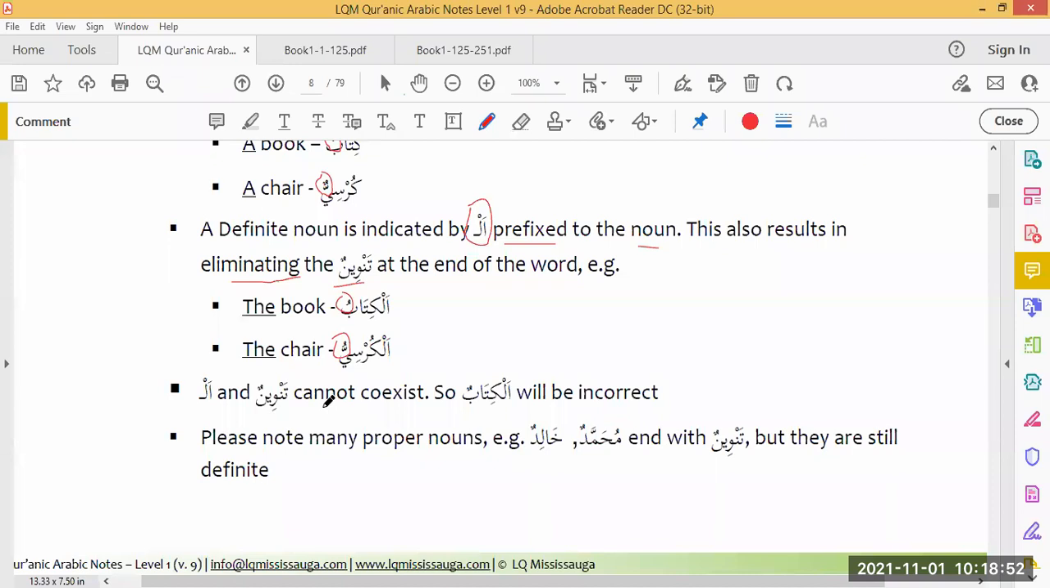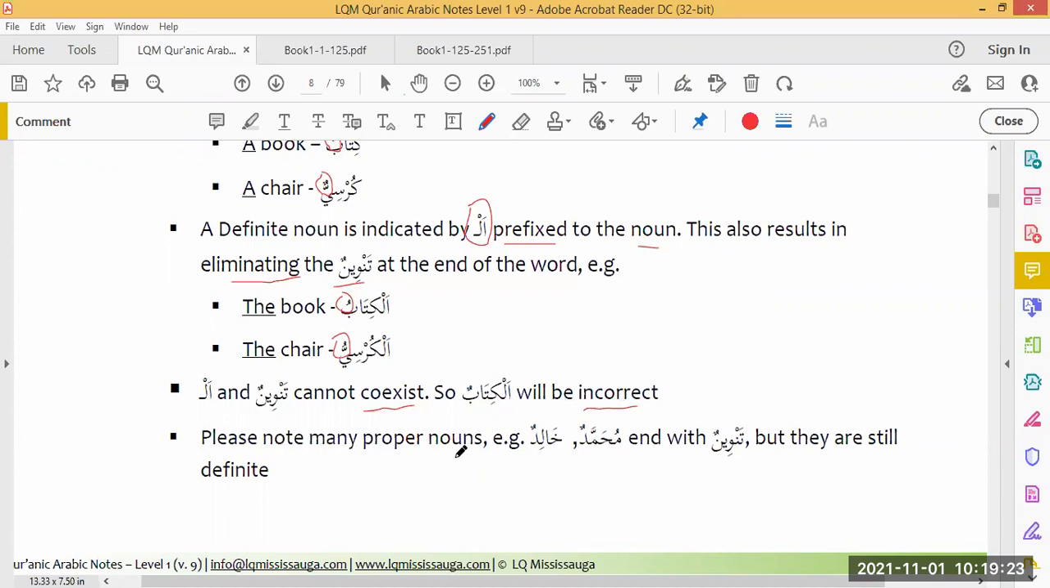Al and tanween cannot coexist. On a noun, al and tanween cannot coexist at the same time. If there is alif lam, there will be no tanween. So al kitabun will be incorrect.